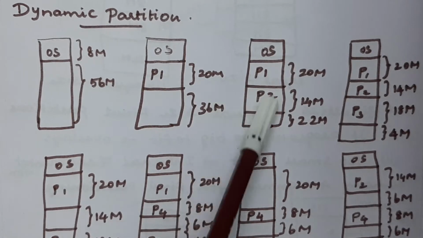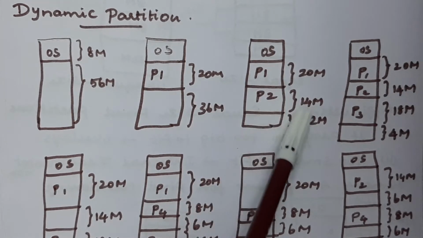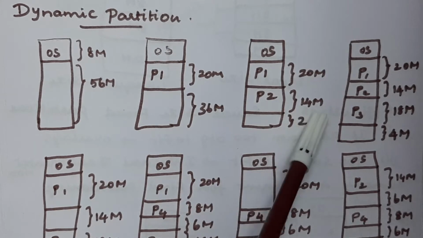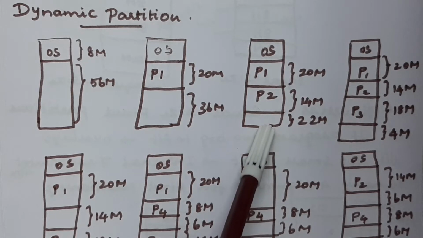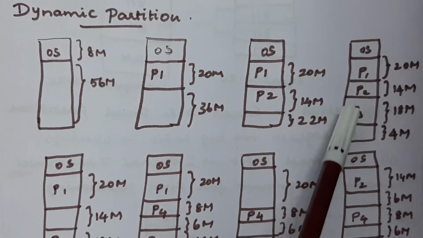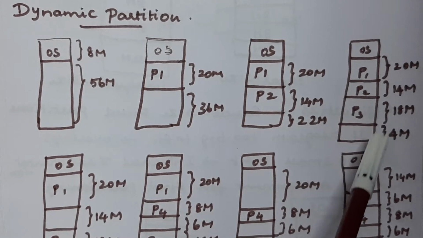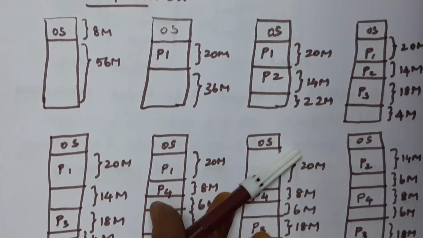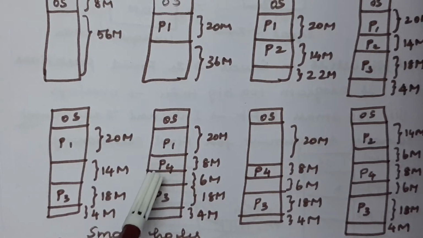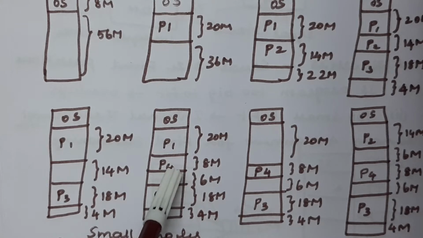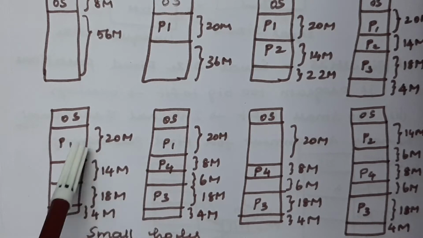The second process is stored according to its size, and it requires 14 MB. So the remaining memory available is 22 MB. The third process is allotted based on its size, and even then we have some space left free in this memory. But when the fourth process arrives, we cannot allot memory for it, because the remaining space is lesser than the size of the fourth process. So what we do is remove one of the processes which is already allocated.